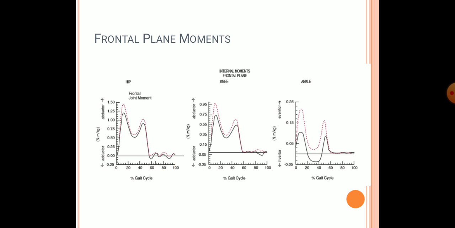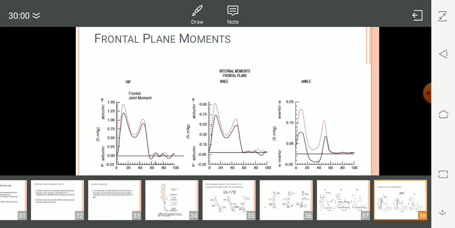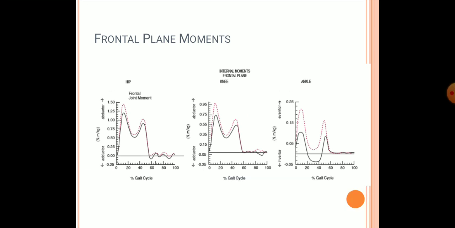And the knee joint will also show a similar kind of moment to the hip joint. That means the abductor forces are more dominating in the knee joint than adductor forces. The knee joint is almost dominated by the abductor moment rather than adductor moment during the whole gait cycle.